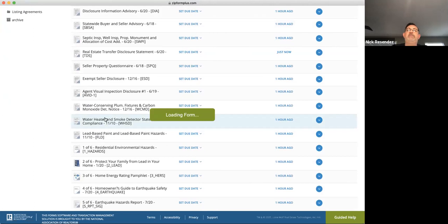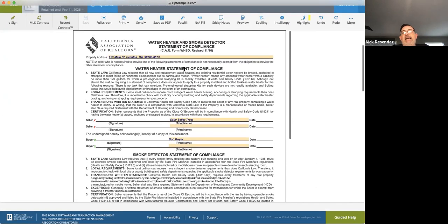The next one is the water heater and smoke detector requirement. This is a statement of compliance, and we actually just looked at it in the TDS. We already saw a statement that the seller will have the water heater anchored, braced, or strapped to resist falling during an earthquake, and that they will have smoke detectors in compliance with local requirements, which basically is one in every bedroom and one in the hallways leading to every bedroom. If we have a TDS, this form is not required. If we don't have a TDS, this form is required, because again, it overlaps with what's on the transfer disclosure statement.